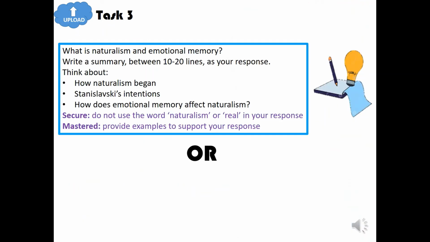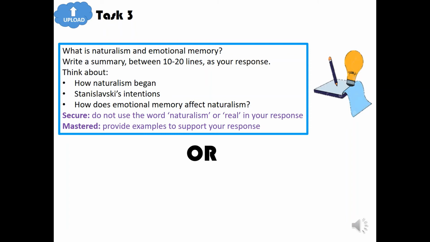Right, what have you learnt, Year 10? What is naturalism and emotional memory? So you're going to write a summary between 10 to 20 lines. That's about half a page. Think about how naturalism began. Think about Stanislavski's intentions. So why did he even start the system in the first place? How does emotional memory affect naturalism?